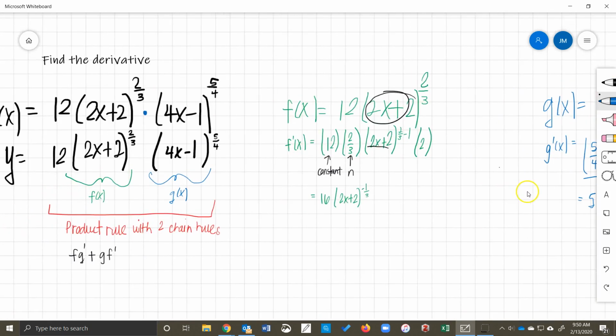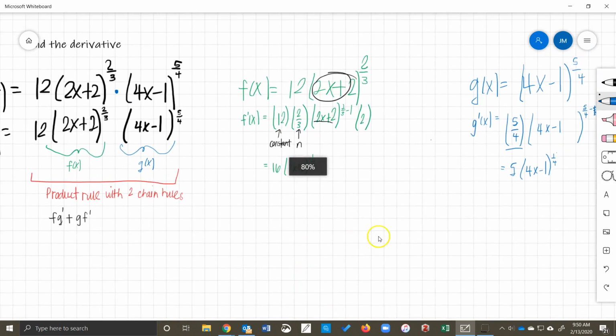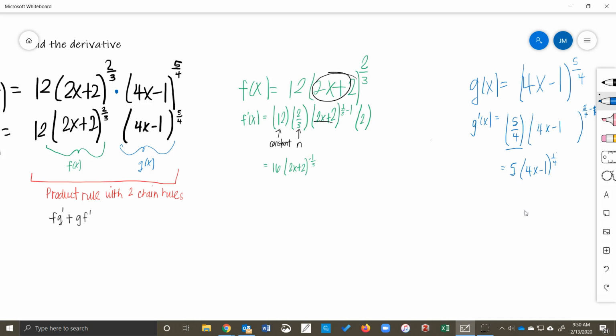So now if I zoom out, I can use the product rule. So y prime. The first function, well, the original first function was 12 times 2x plus 2 to the 2/3 power. And then it wants me to multiply by g prime. And I found g prime over here to be 5 times 4x minus 1 to the 1/4 power.